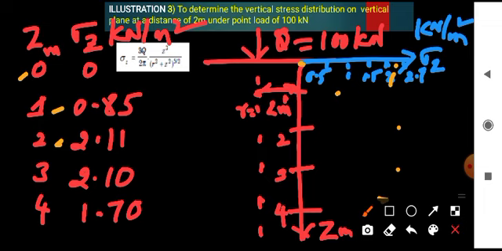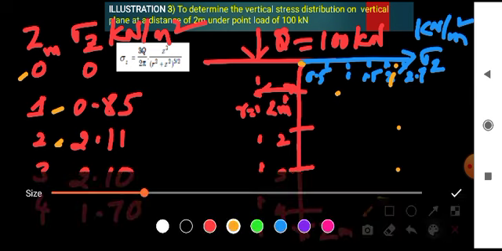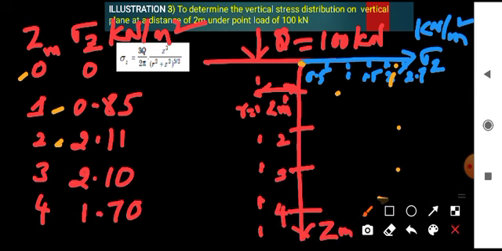Now if we join all these points, we are going to get the curve like this. So this is nothing but the vertical stress distribution diagram on the vertical plane at a radial distance of 2 meter under the given point load.